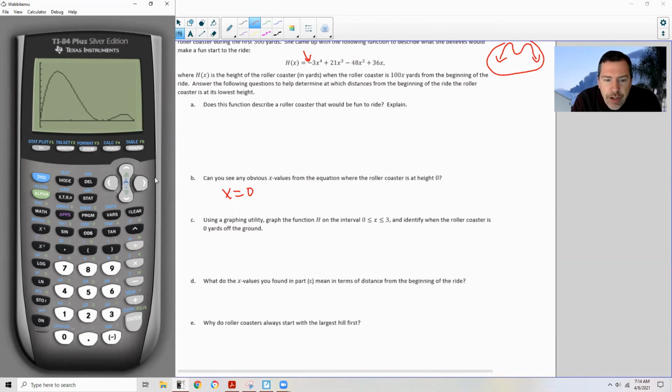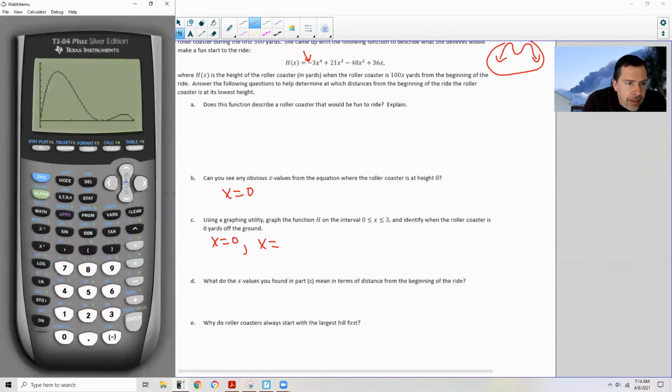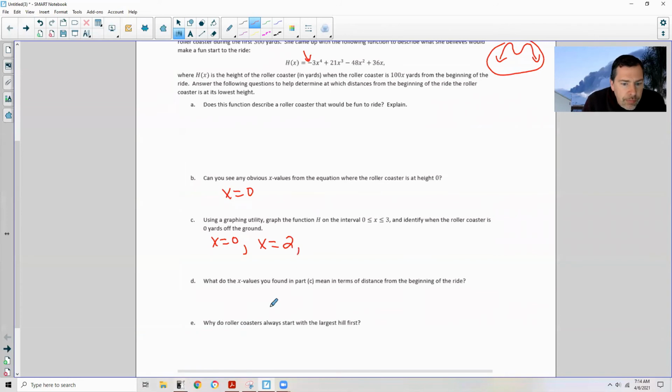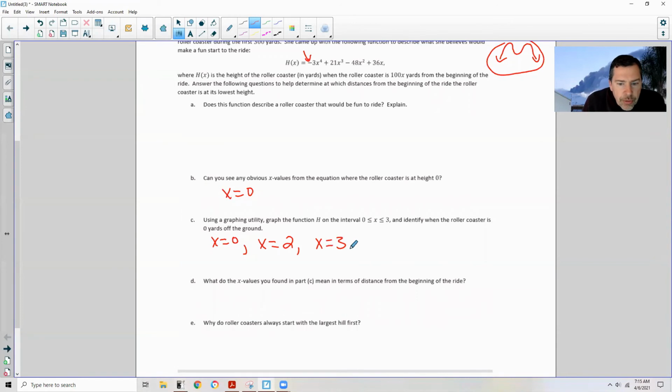Okay. Identify when the roller coaster is 0 yards off the ground. So it's 0 yards off the ground when x equals 0. When x equals, and it looks like it's on the ground right here because this is the ground. So it looks like it's on the ground at x equals 2. And it looks like it comes back down to the ground at x equals 3 because that's our window. So I would say x equals 0, x equals 2, and x equals 3.